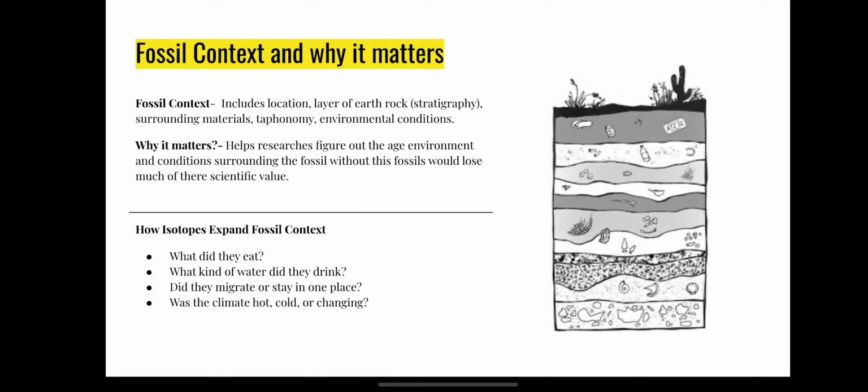Isotopes expand on the fossil context further. By analyzing the chemical makeup of the fossil, specifically the isotopes, anthropologists gain a further understanding of the kinds of food the fossil ate, what it drank, did it stay in one environment or move to a different one, and whether the climate was hot or cold.